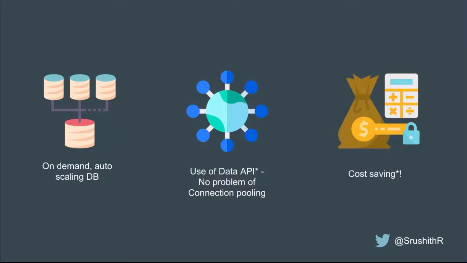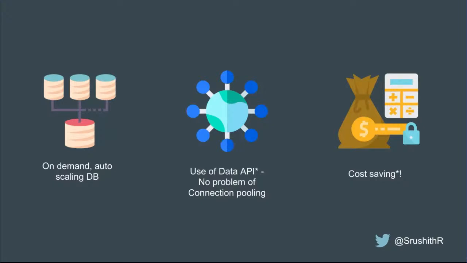But having said that, putting a Lambda function inside a VPC has its own set of challenges. Right? Now, with this capability of the Data API, we are moving the Lambda function out of the VPC. The database is still inside it, and you still have a mechanism to talk to your database using the Data API.